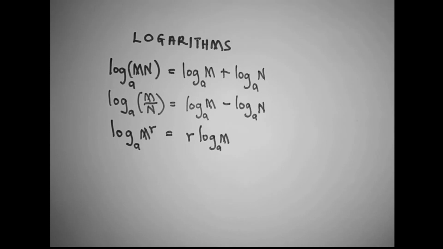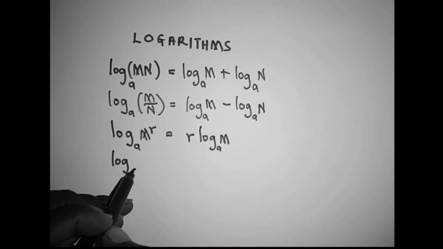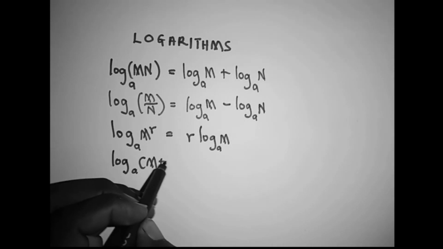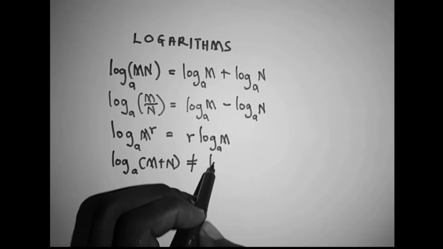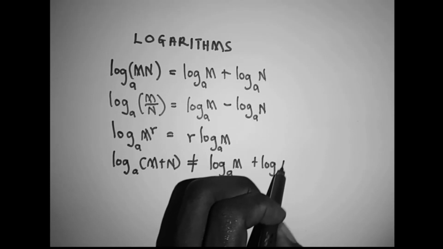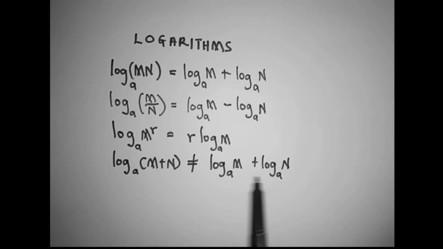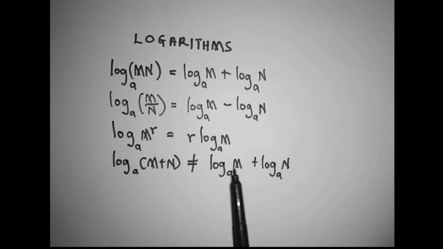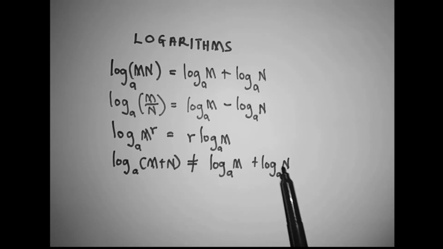There are common mistakes that people make in logarithms. For example, what is the expansion for log base a of m plus n? This is not the same as log base a of m plus log base a of n. The principle of logarithms does not work like this. You cannot expand this as in binary operations, so that you multiply log a to m and log a to n. This is not true.